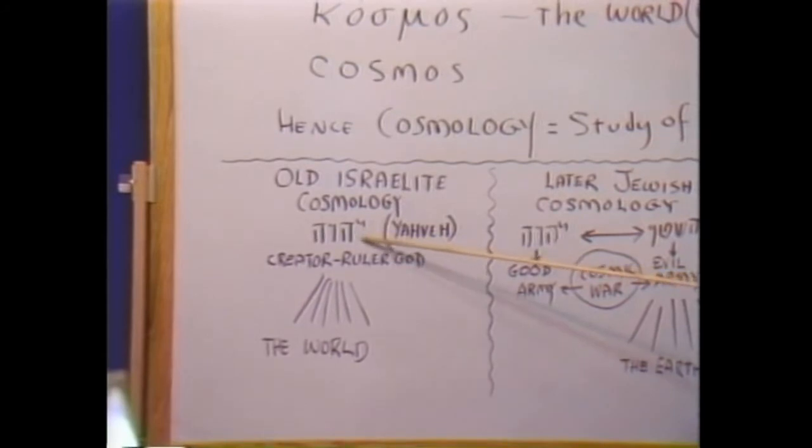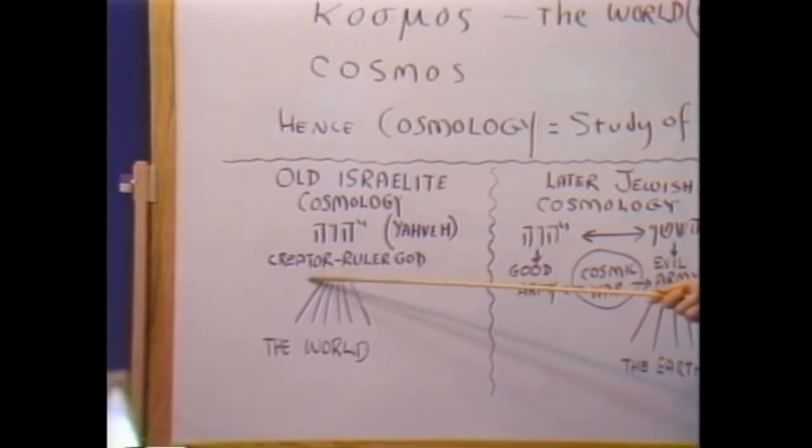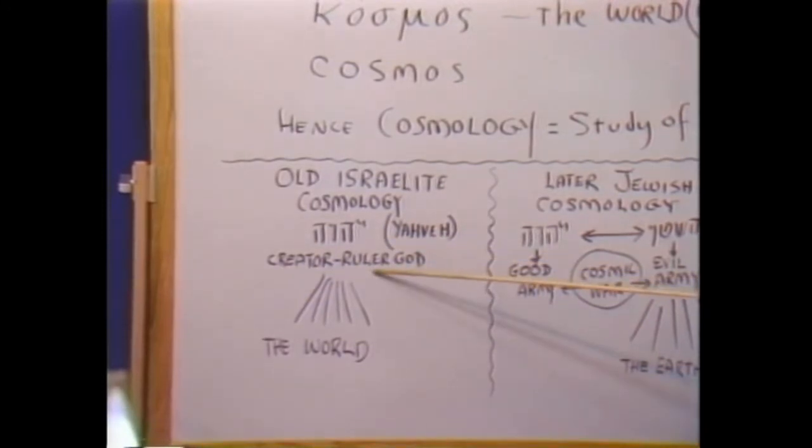This Yahweh, this ruler of the universe, was also the creator, and that's all there is to the world. There's one creator, ruler, God, and this one creator, ruler, God rules over everything. That's a simple view of the universe. That's the point of view that you presuppose behind most of the Old Testament.